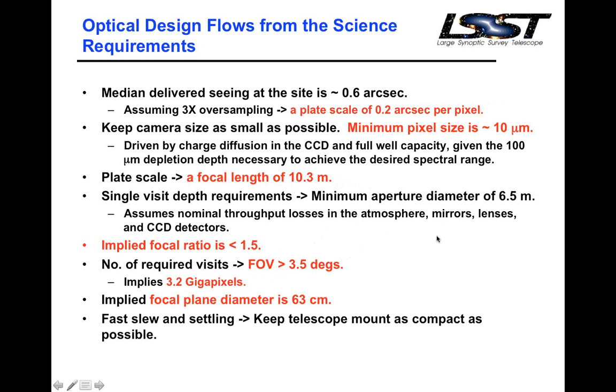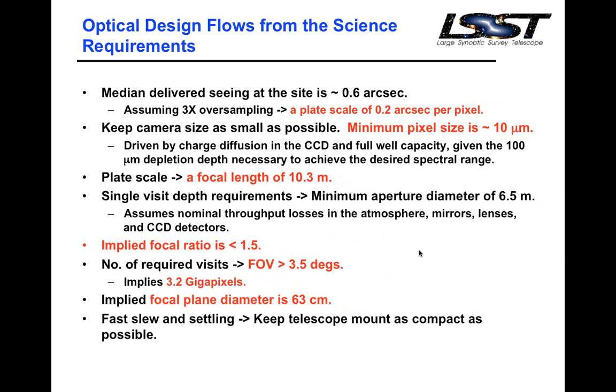as we had already indicated. And with that plate scale, the focal plane of that camera is physically very large. It's 63 centimeters. So these give you the main parameters of what the telescope and camera look like, and you can see they really just come from those science requirements. There wasn't a lot of design specificity that goes into these numbers.